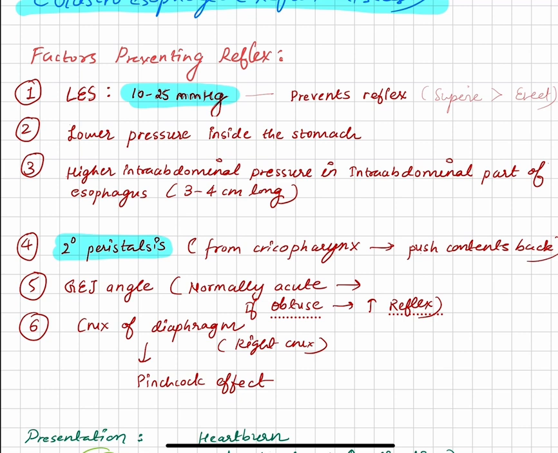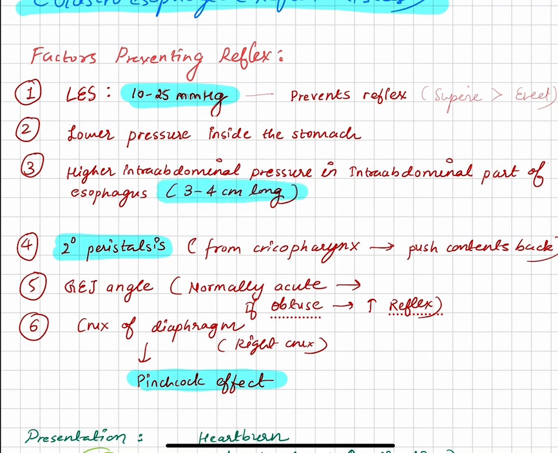reflux from the inside, even if the outer anatomy, which is the true crura of the diaphragm, this prevents reflux by the pinchcock effect and higher intra-abdominal pressure on the intra-abdominal part of the esophagus, which is generally 3 to 4 cm long, meaning more than 2 cm long.